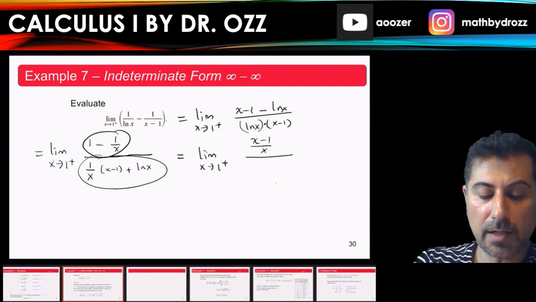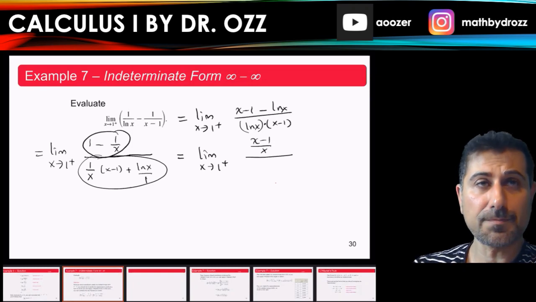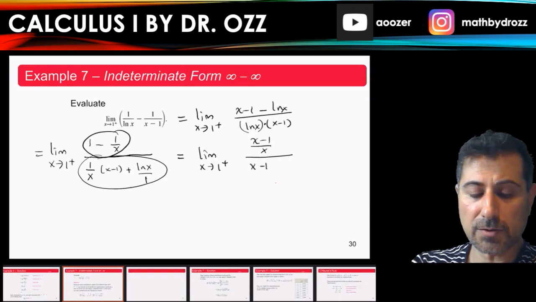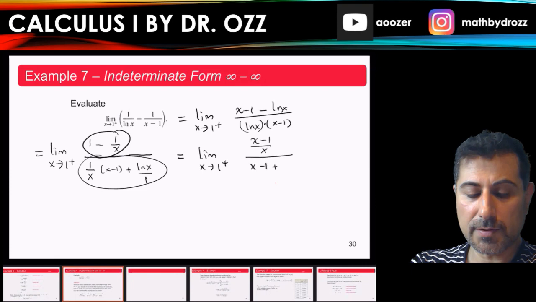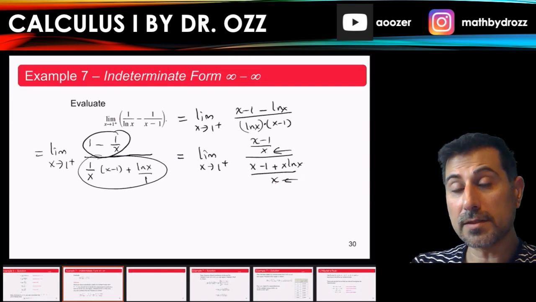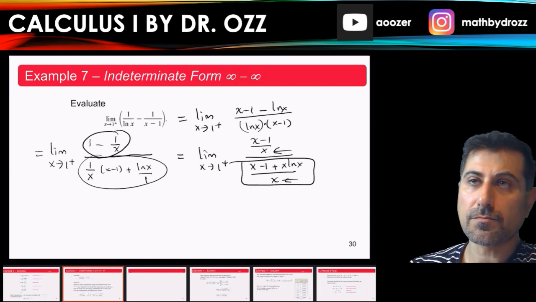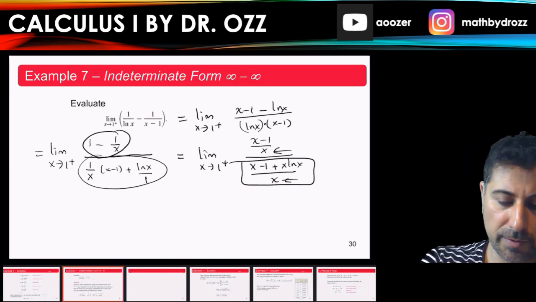And then for this one, I'm going to put a 1 here. The common denominator in the bottom is x. So this is x minus 1 plus x ln x, divided by x. Here, the denominators are the same, so just watch out. Now I have a fraction in the bottom, so I'm going to flip that over, okay?